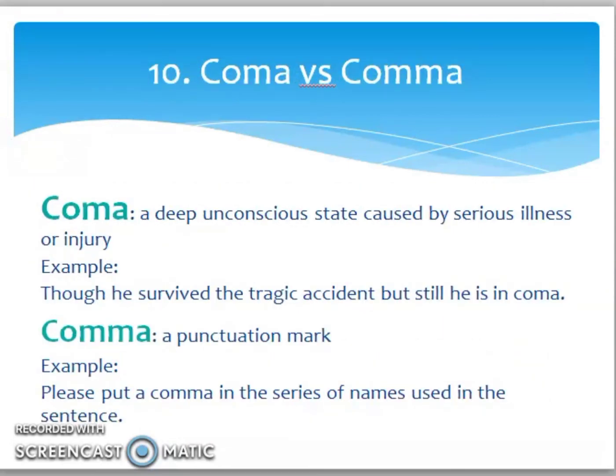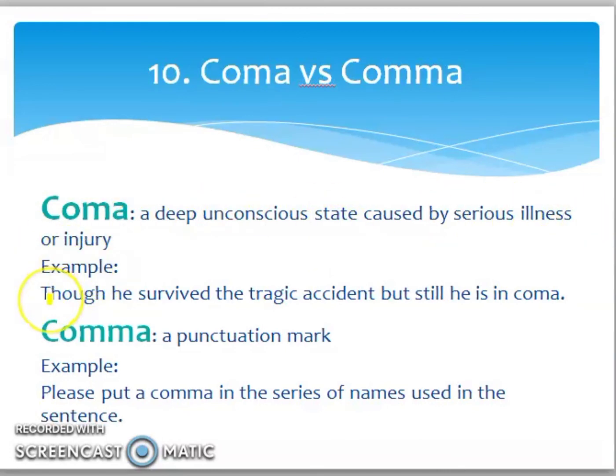Now the last pair I'm going to discuss is coma versus comma. All right. So the first word, coma. A deep unconscious state caused by serious illness or injury. Like sometimes we say that someone is in a coma and he's in the ICU. All right. So what is coma? That is a deep unconscious state which results from serious illness or injury.